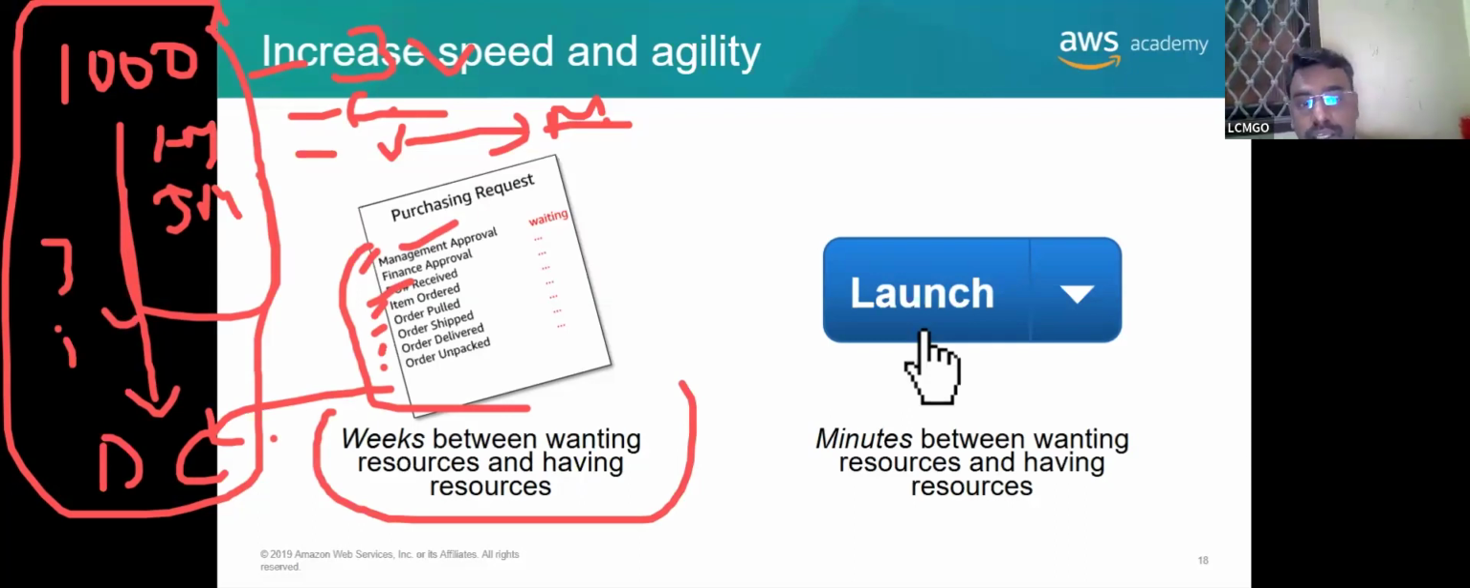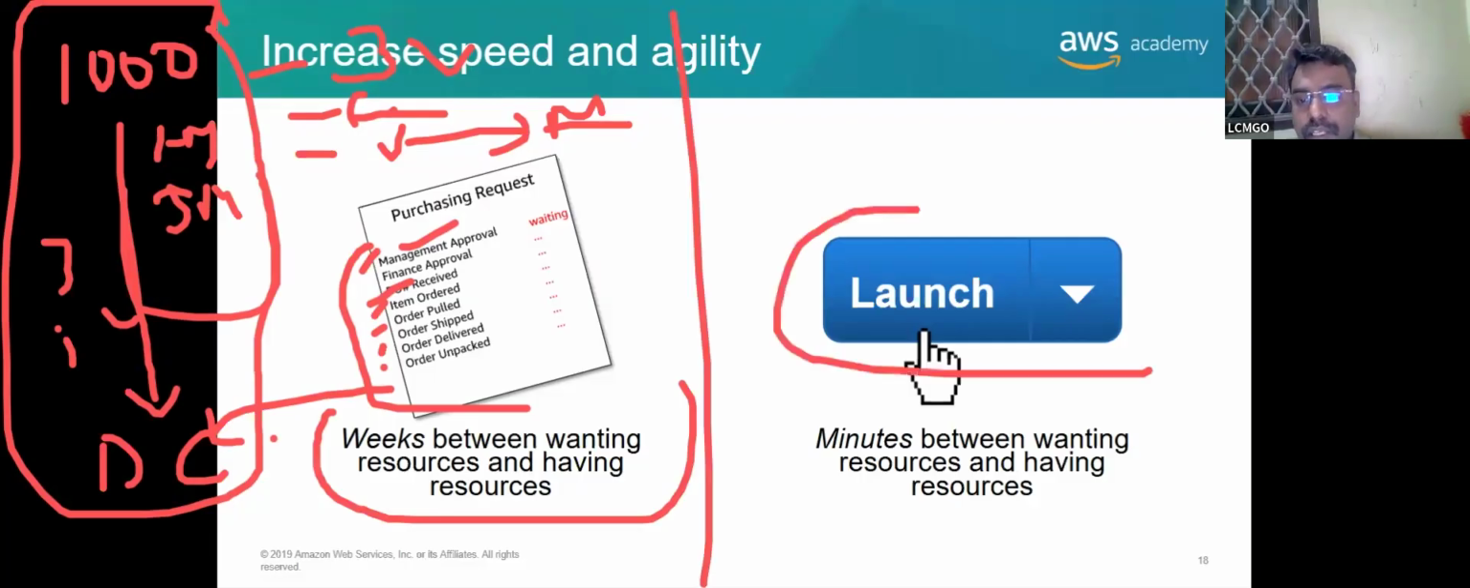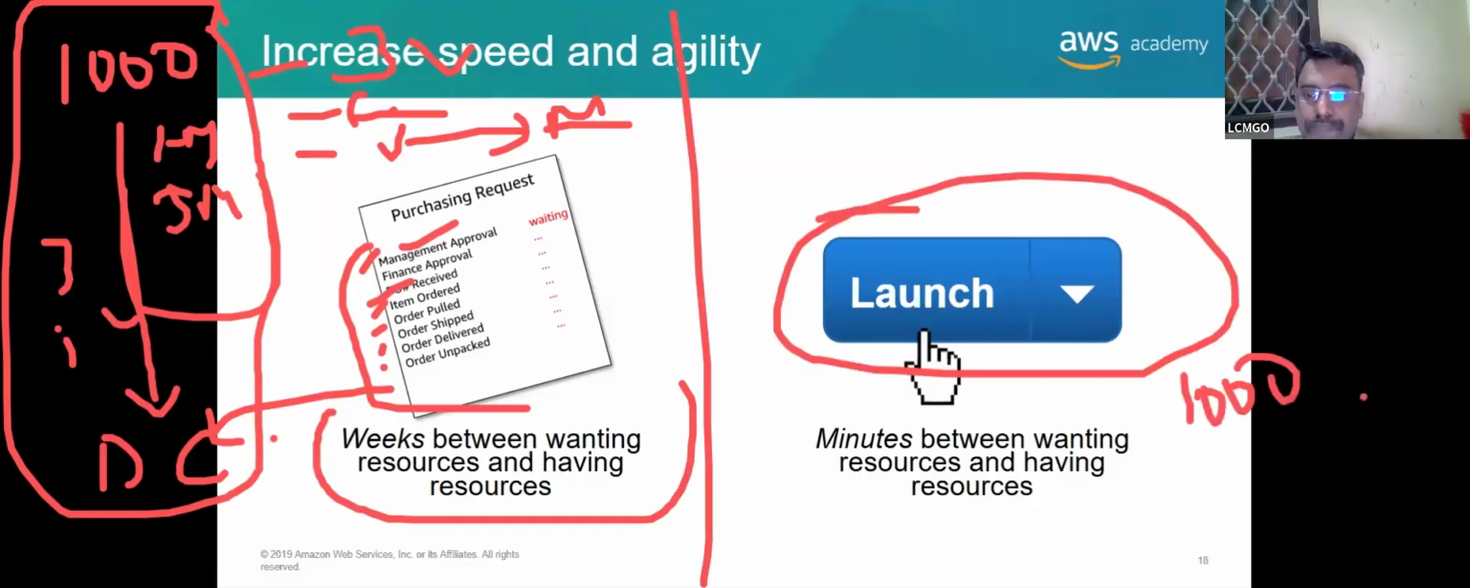But now, I don't want to take that much time. I just click one button. I told you yesterday, one button. I just mention 1,000 in the number of servers, the number of instances. We call them instances.